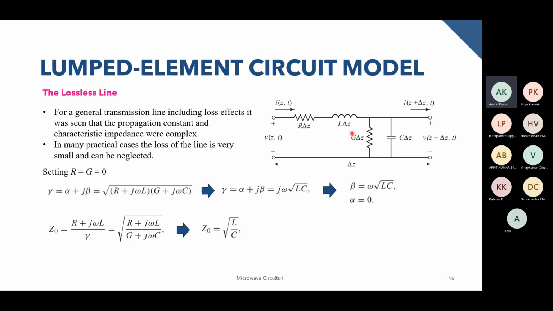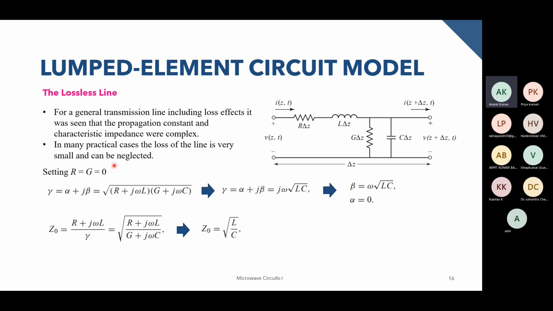So if our system was to be lossless, the R and G terms will vanish and we will only be left with L and C. Setting R and G equal to 0, the complex propagation constant will simplify, and we end up with attenuation constant alpha equals 0, and only beta equals omega root LC. So your gamma will only be equal to j beta, and you can simplify your telegrapher's equation and your solution to the wave equation by replacing gamma by j beta. Similarly, your characteristic impedance will simplify to root of L by C. So this becomes very simple.